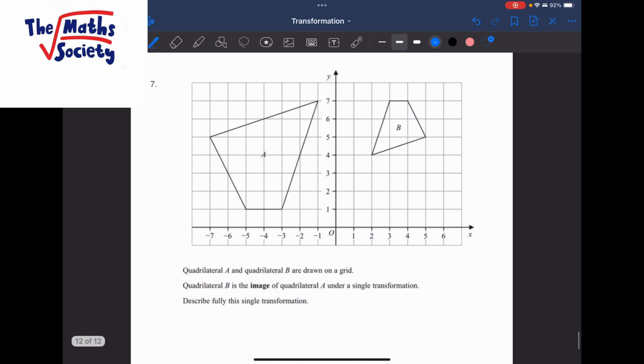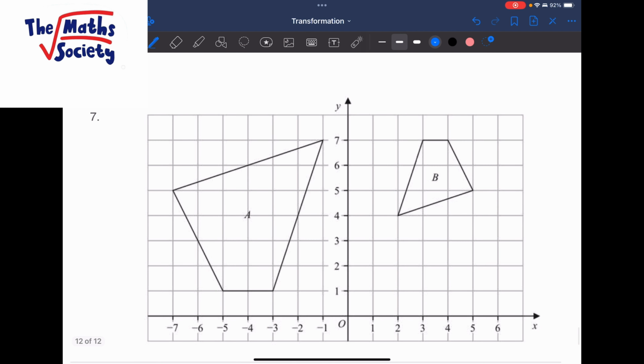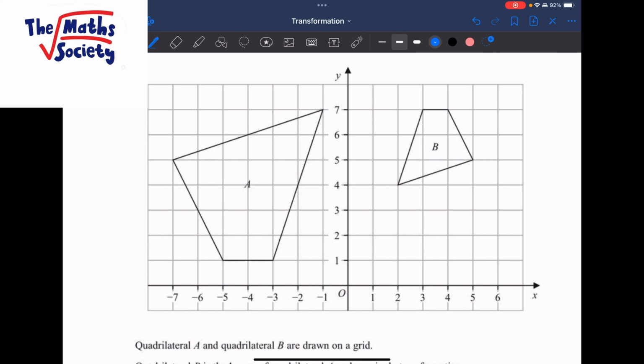And number 7. It says that quadrilaterals A and B are drawn on the grid. B is the image of quadrilateral A under a single transformation. It's larger, so that's going to be an enlargement. You can see that it's already larger. We know that usually it's going to be an enlargement. You need the SF and you need the center. We're just going to do the same thing. We're just going to join all the corresponding points and see how it goes. So yeah, this way. That is to here. So to that.